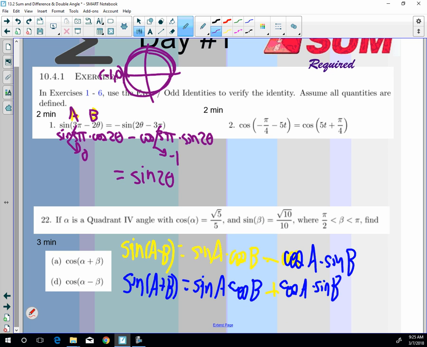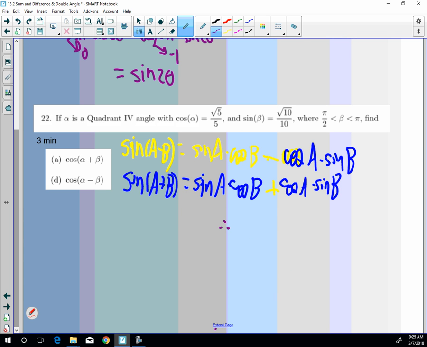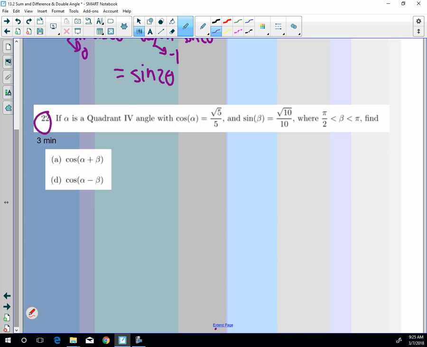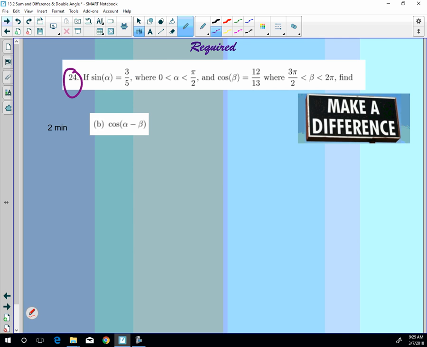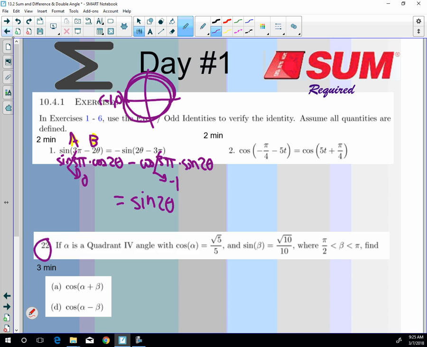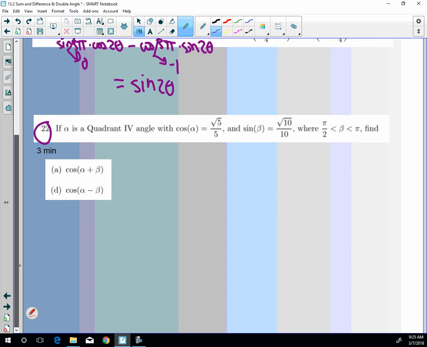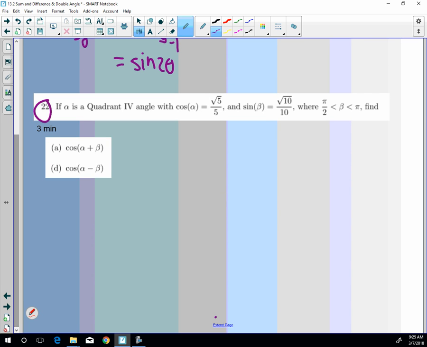Let's go down to number 22. If you can handle this, you're going to be in great shape with these. If alpha is in quadrant 4, cosine alpha, sine alpha is in quadrant, looks like quadrant 2. Find each of these. I have 3 minutes left. Here's what I'm going to do. For tomorrow, here's your assignment. Do 22, 23, and 24. You're going to use those formulas that I gave you, and then I'm going to set you up with a triangle, and then you're going to figure this out.